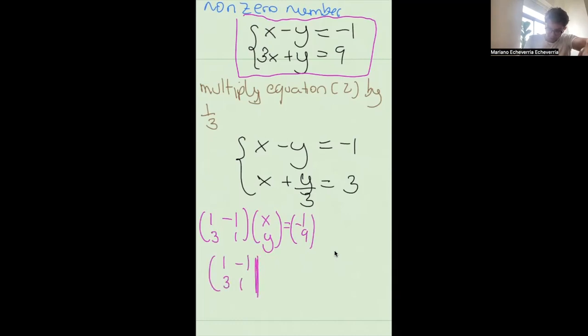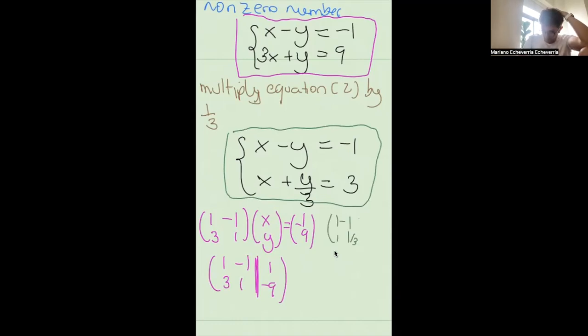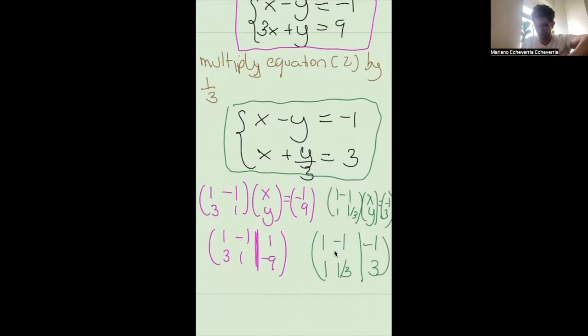If you want to save yourself some space, you can write it in this way. And if you take the second version of the system, this is 1, -1, 1, 1/3 times xy equals -1, 3. Which, if you write in the short simplified version with this vertical line, is 1, 1/3, -1, 3.